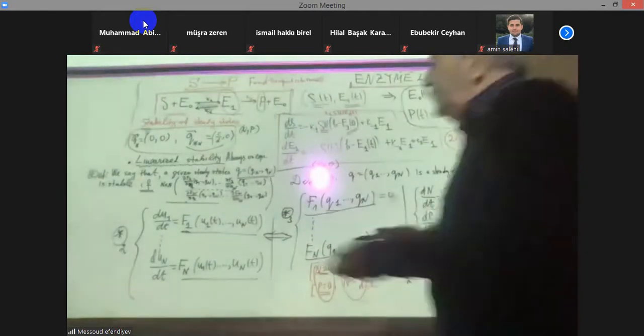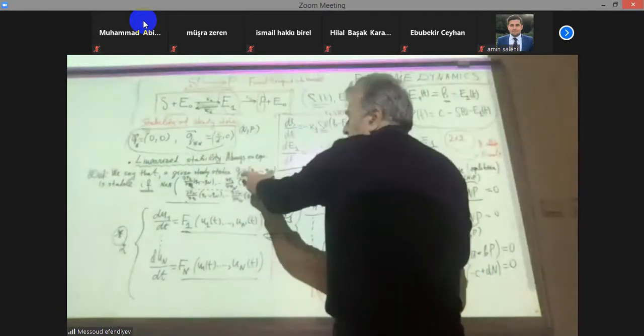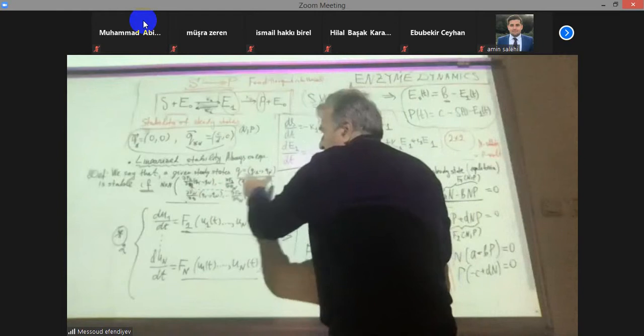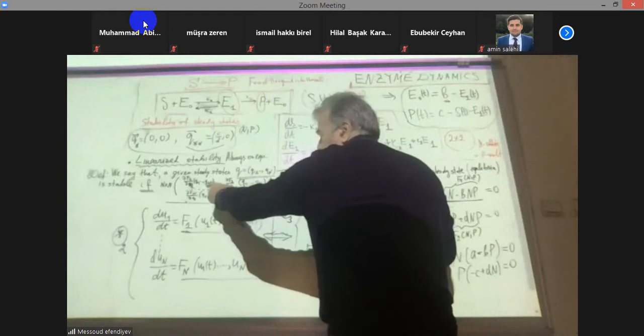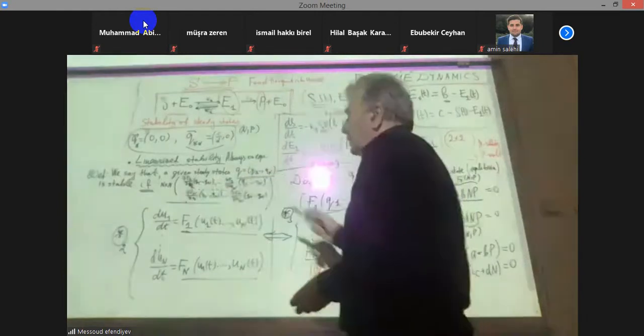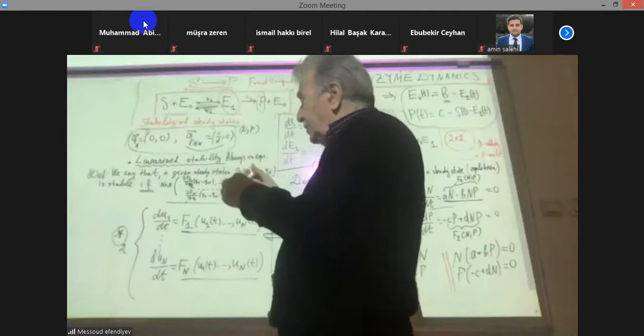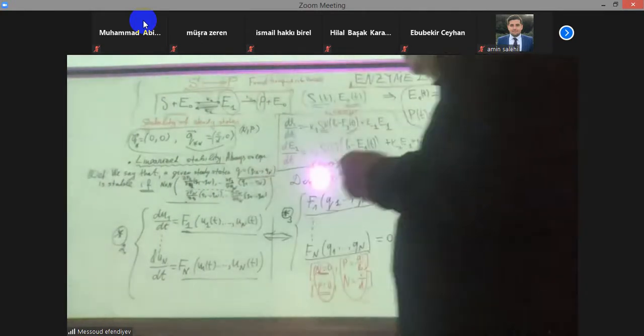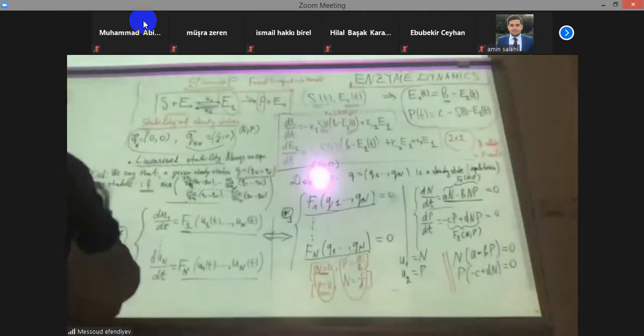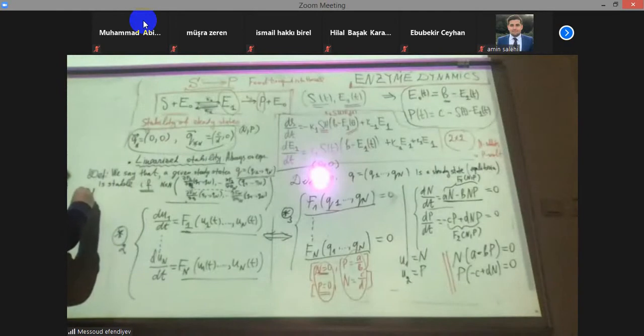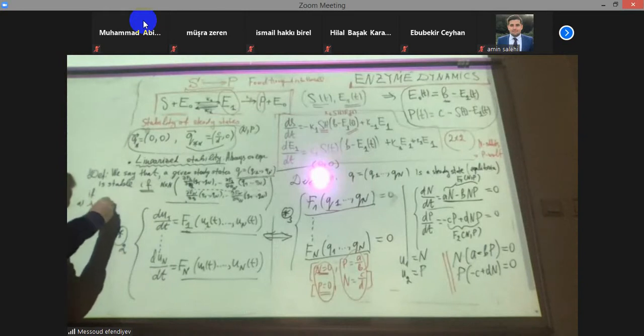We compute this matrix at these values. We will say that a given steady state is stable if all eigenvalues are negative.